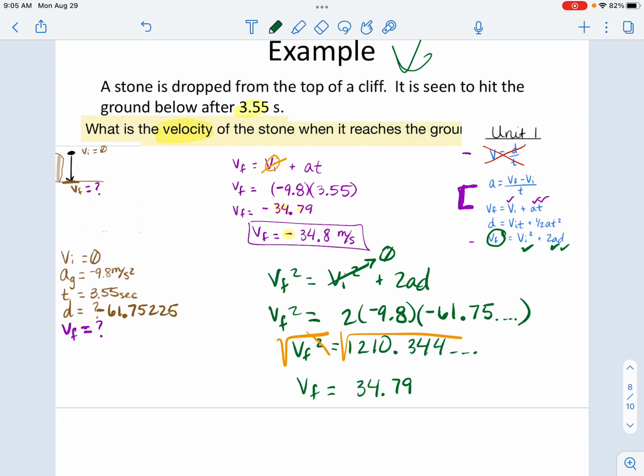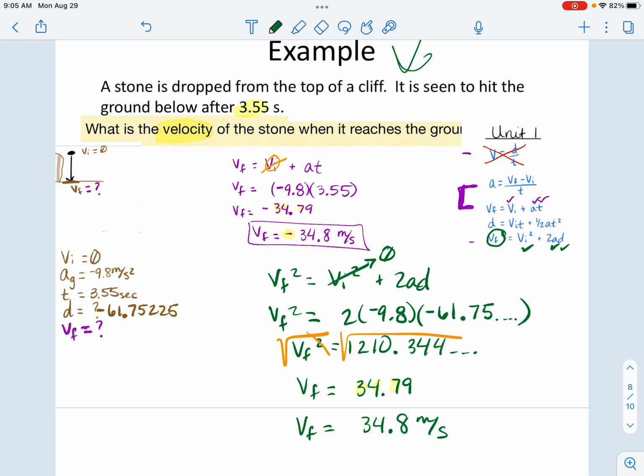Now I want to take a second to verify or review a couple of things with you. Number one, we're still going to sig fig this answer, 3 sig figs. So 1, 2, 3 sig figs. This would come out to 34.8 meters per second. Okay, so there are my sig figs. This is VF, so this is my final velocity.